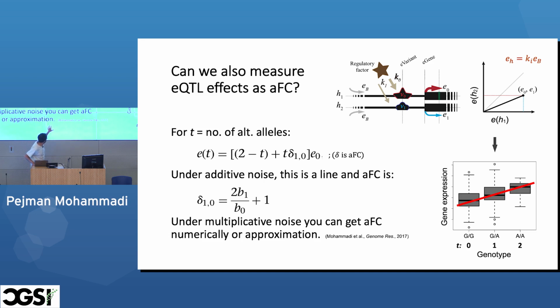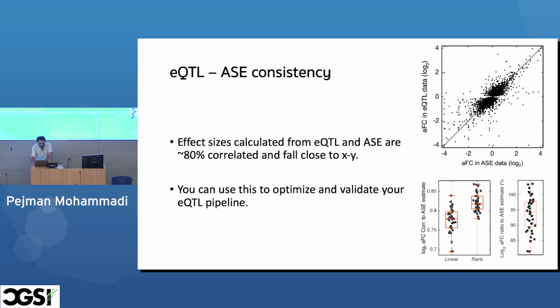Now, ideally, you would want to do it in a log transformed way, and we have a tool that does that, accounting for the noise structure. Now, if you calculate the AFC from the ASE and eQTL independently, they're very consistent, so that's cool, right? They fall on the X and Y.